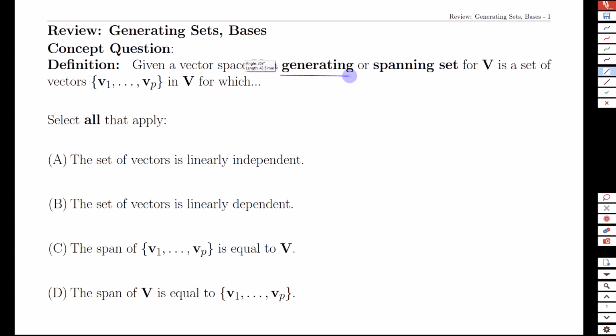Okay, remember that generating is focused on building a set. And so that is about building with spans, and so this is going to be the answer we're looking for. The span of those vectors is equal to the vector space. Remember, span only applies to a set of vectors, so this logic here, the span of a vector space, isn't a thing. So only one characteristic here describes a generating or spanning set.